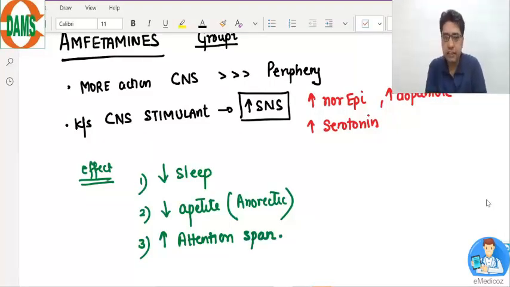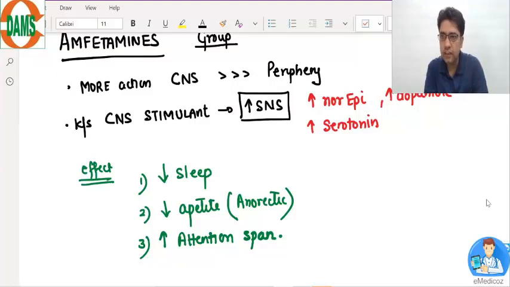It will increase your attention span. Okay, so amphetamine group. My question to you is, as a student, when do you want to abuse this drug? Students very commonly abuse this drug, but it is a very dangerous drug to take before exams.